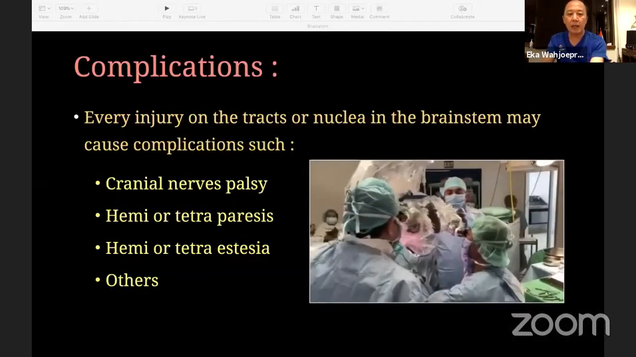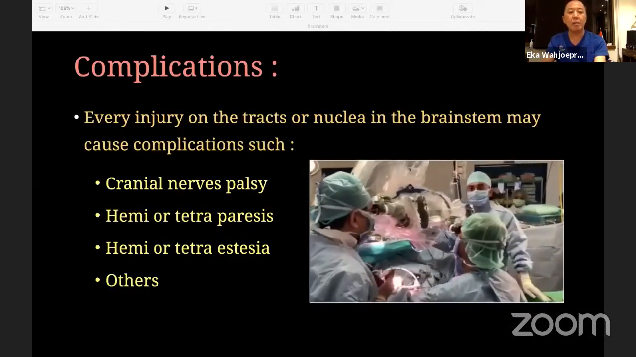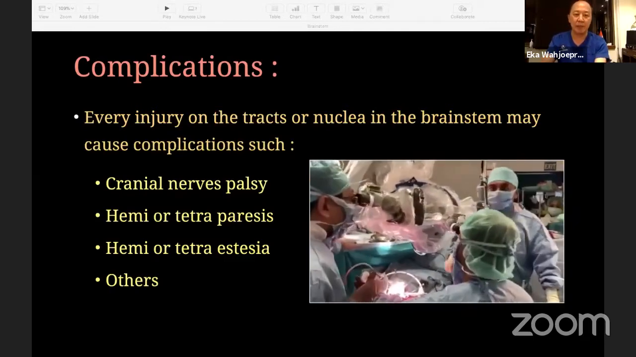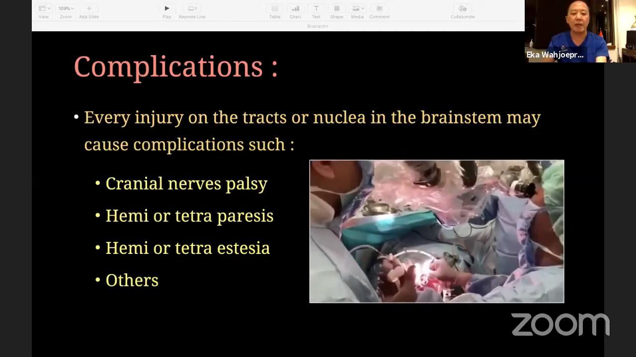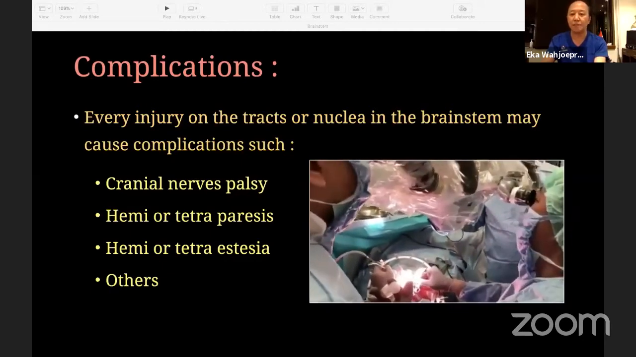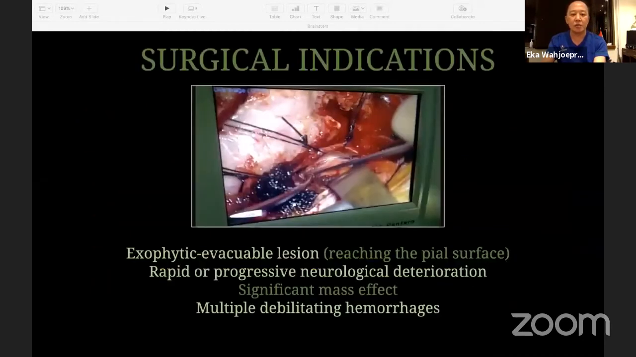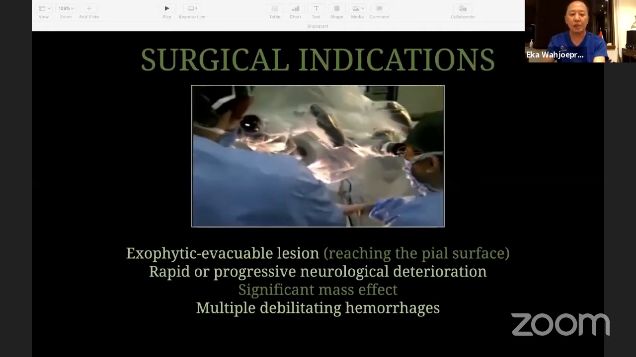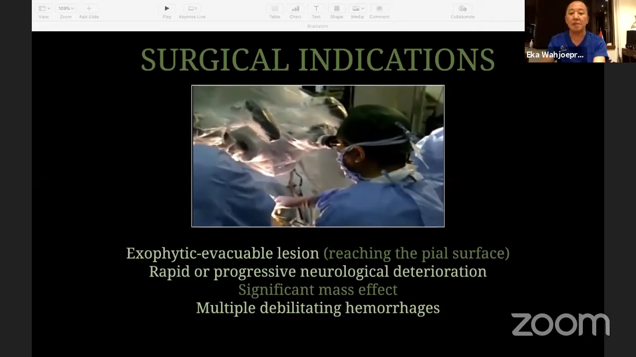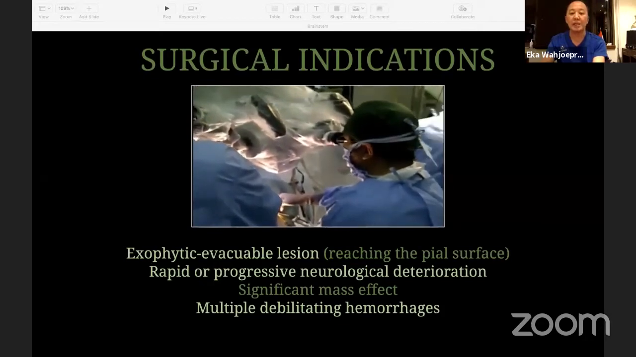So this is the complication we need to understand, that we should not injure the tract or nuclei in the brainstem and cause complications. And also the surgical indications: we need to know the exophytic evacuable lesion, rapid progressive neurological deterioration, mass effect, and also multiple debilitating hemorrhages are indications.